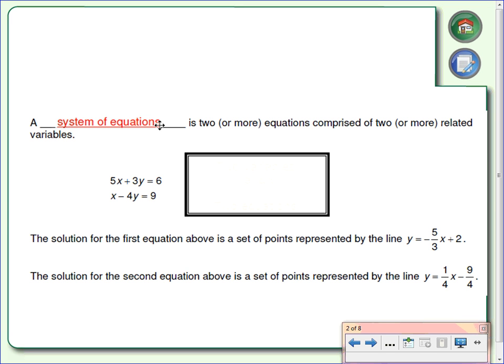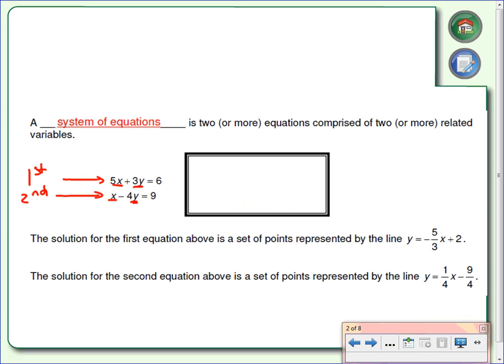All right, system of equations. Now it says here it has two or more equations. We're going to keep it fairly simple today, and we're going to be looking at two equations. As you can see, they've given me an example here. This top piece is the first equation. This right here is the second equation. So notice there's two equations here. And in those two equations, they have the same variables. They both have an x, and they both have a y. This is what we call a system of equations. Two equations with two variables.